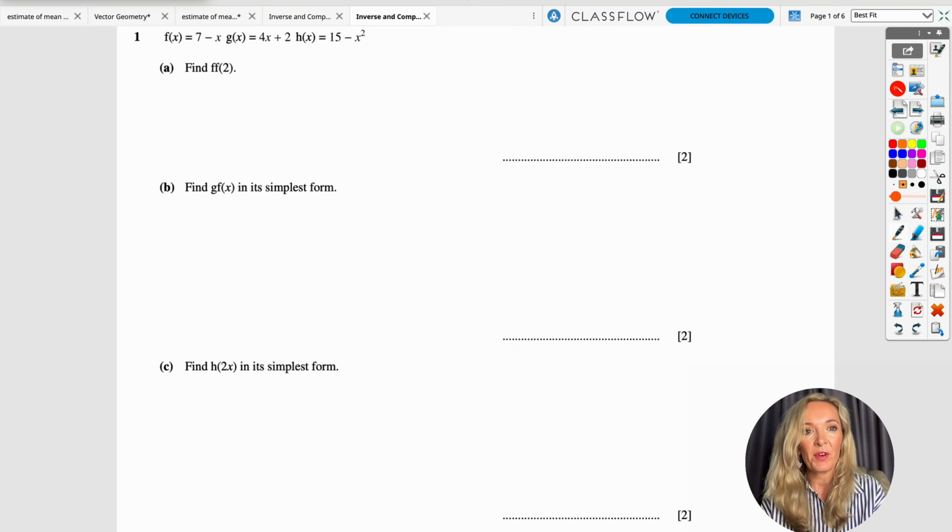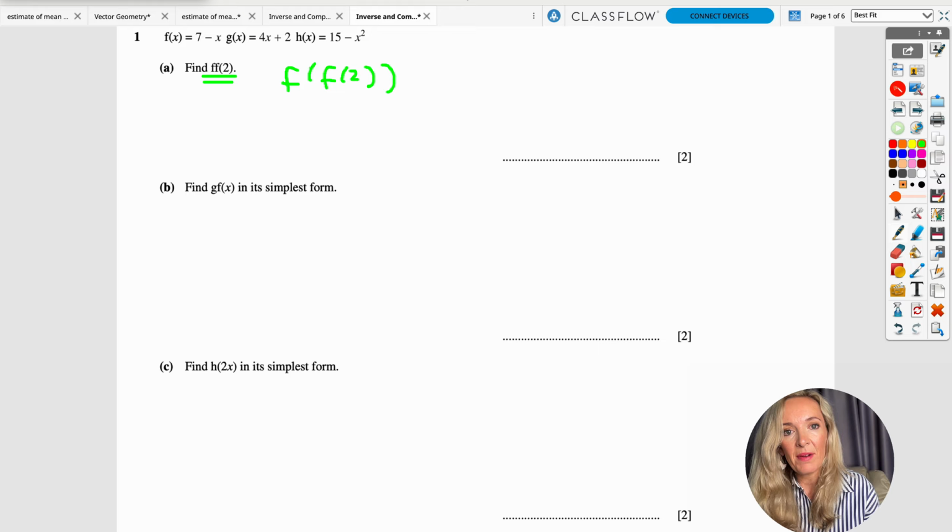Let's read it very carefully. We've got f of x equal to 7 minus x. We've got g of x equal to 4x plus 2. And we've got h of x equal to 15 minus x squared. Now, your first job is a composite function, okay? So you have to find the value of f of f of 2.